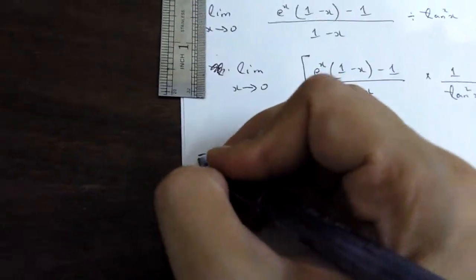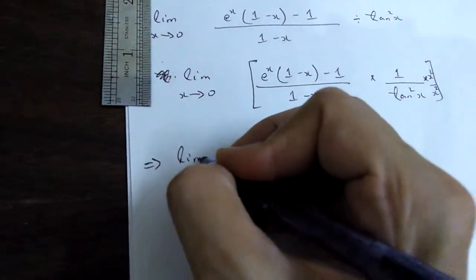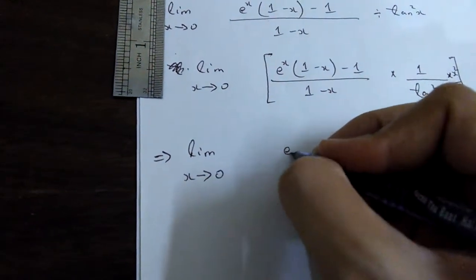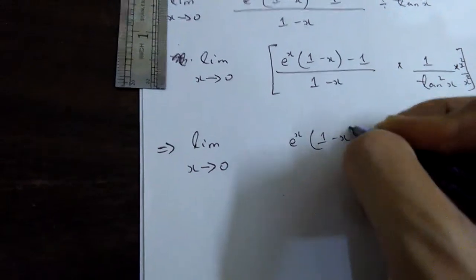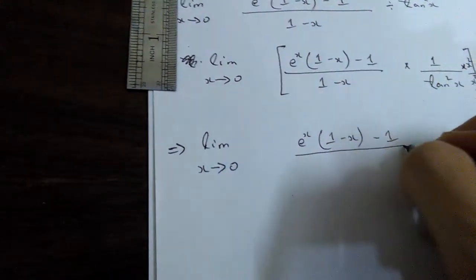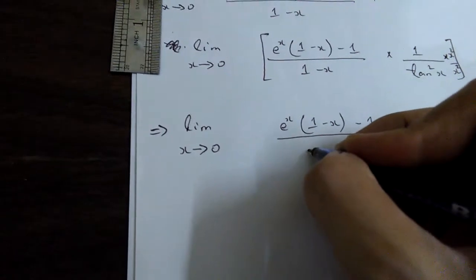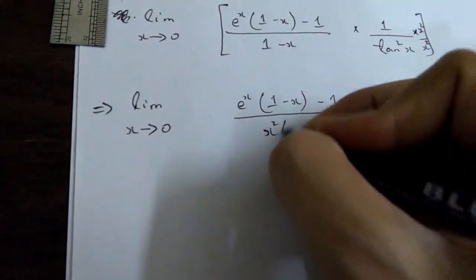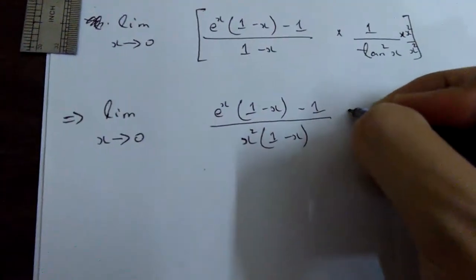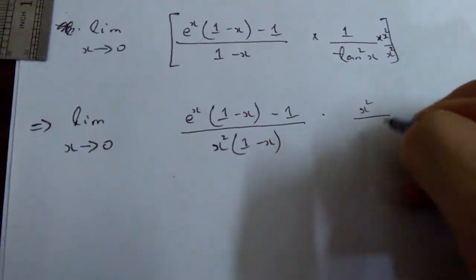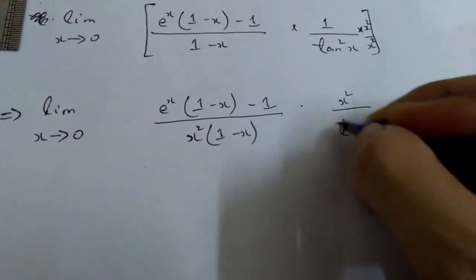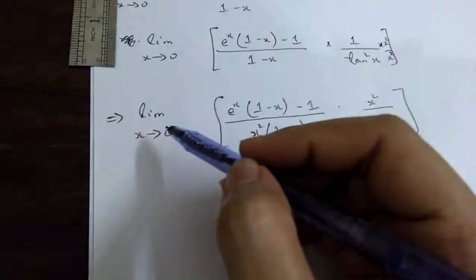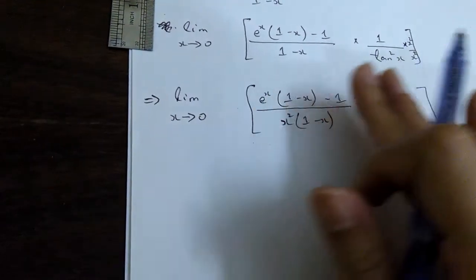okay, and then I again take the limit, and I can write this x squared with my 1 minus x. This x squared upon tan squared x is going to be adjusted like this. Okay, now what to do? You're going to apply the limit over here and here.